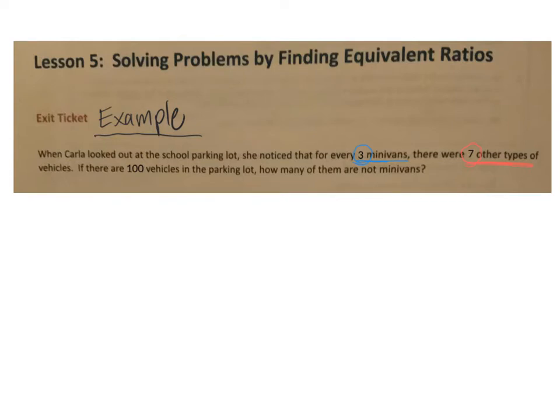And so we can write that as minivans to other types of vehicles. And we can just put O for other. So now we got the ratio of M to O, and now we can plug in the numbers that are provided to us. So we have a 3 to 7 ratio of minivans, okay, to other vehicles, or things that are not minivans.